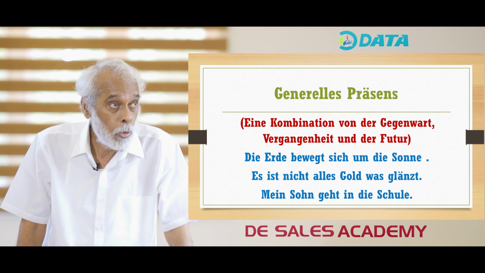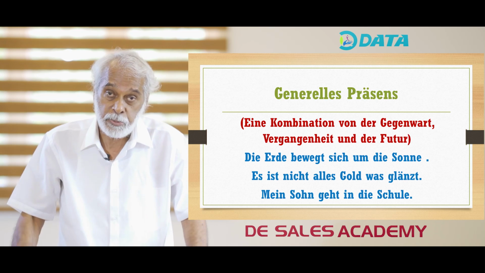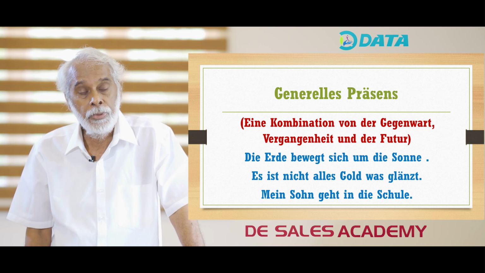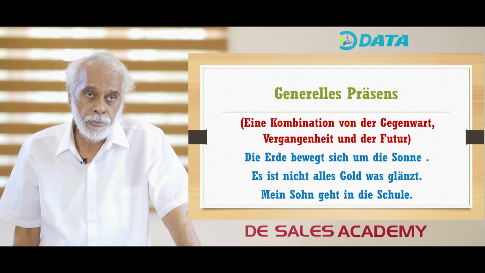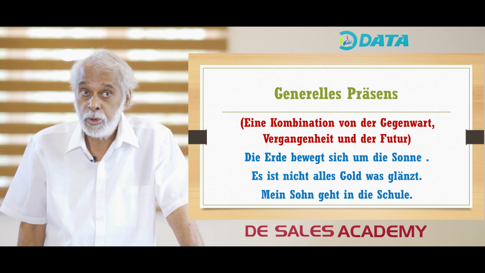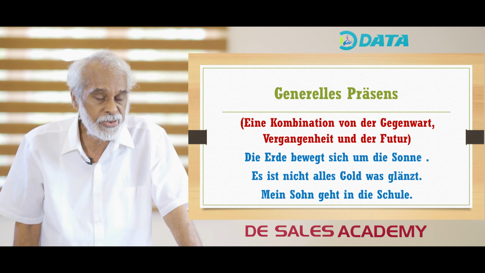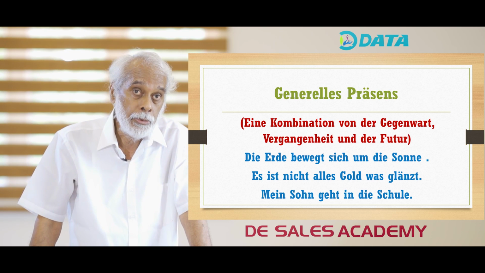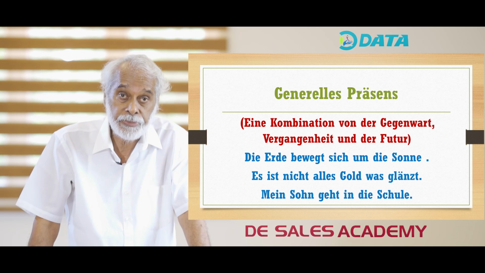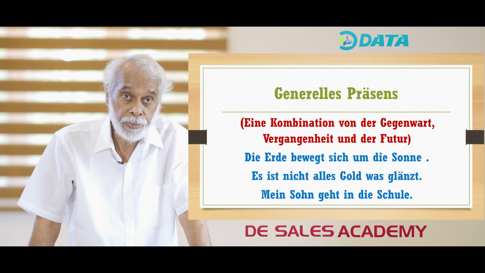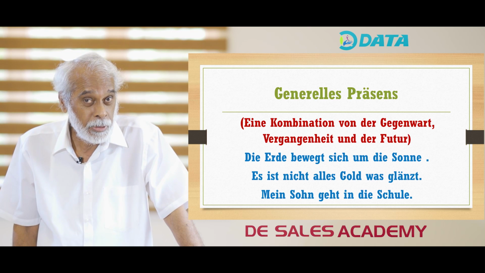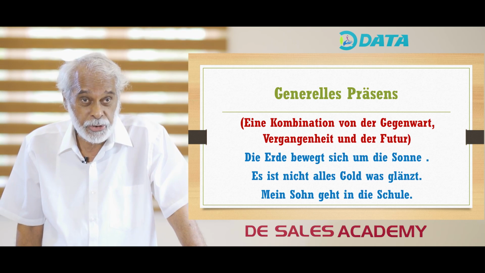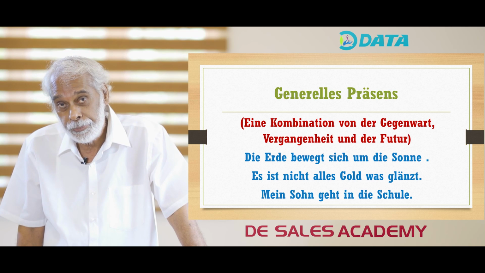Scientific truths are always or almost always expressed in such terms, with the Generalist Presence. And some Sprichwörter, proverbs, you express with the Generalist Presence. Beispiel: Es ist nicht alles Gold, was glänzt. Everything that shines is not gold.